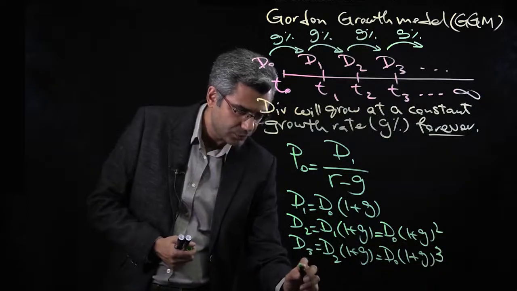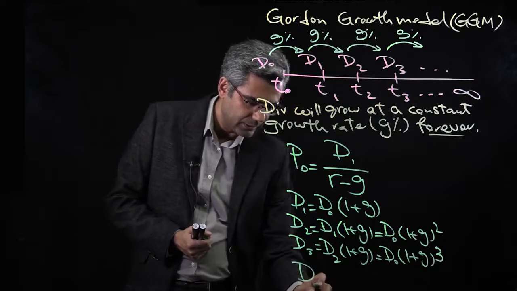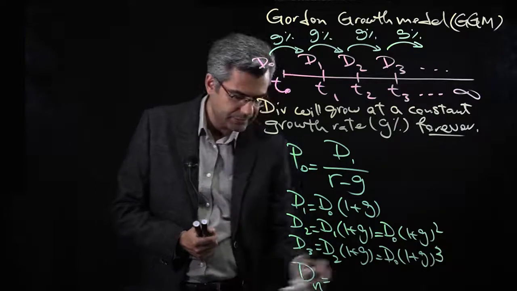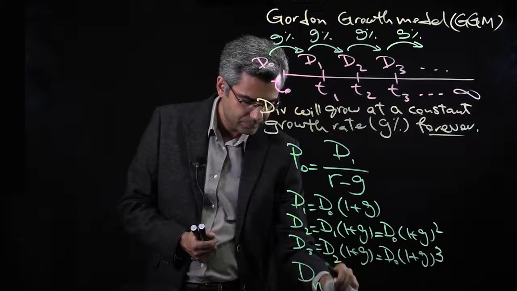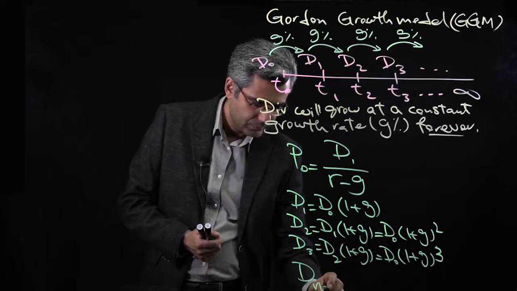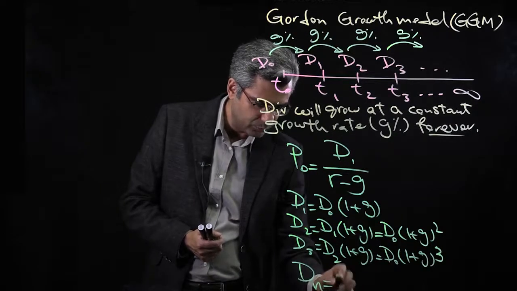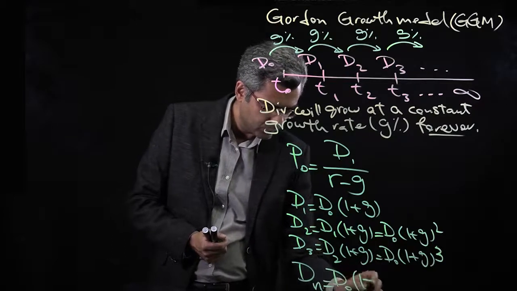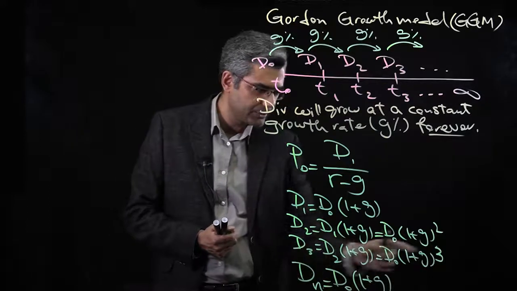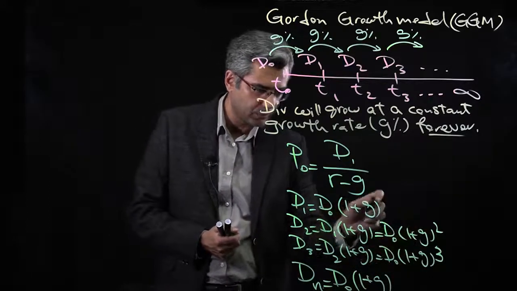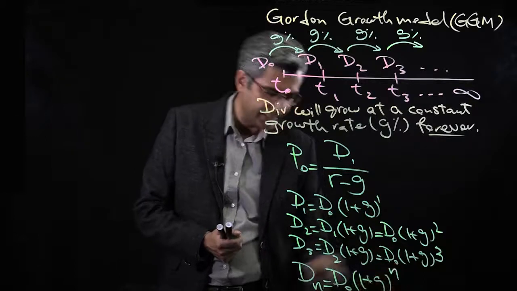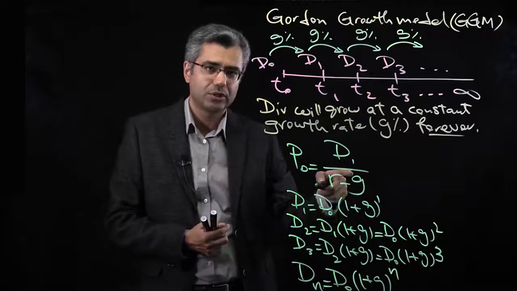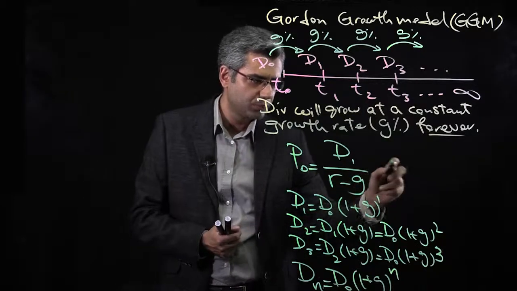Yes. So Dn equals D0 times 1 plus G, and the power is 3 here, 2 here, 1 here. So the power is N. Why am I interested in Dn? Because you can generalize the formula.